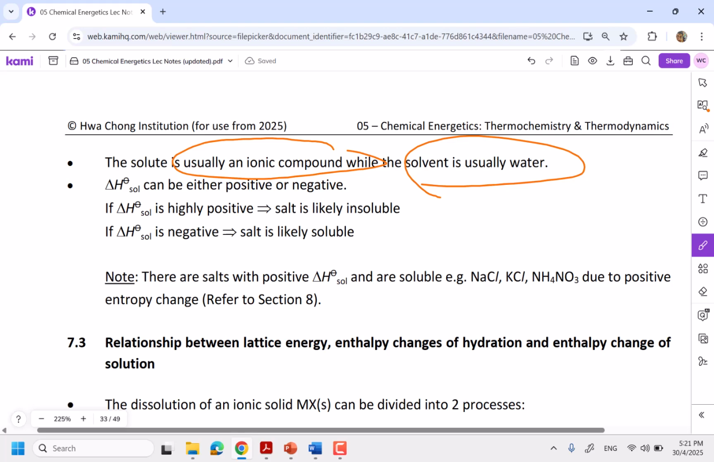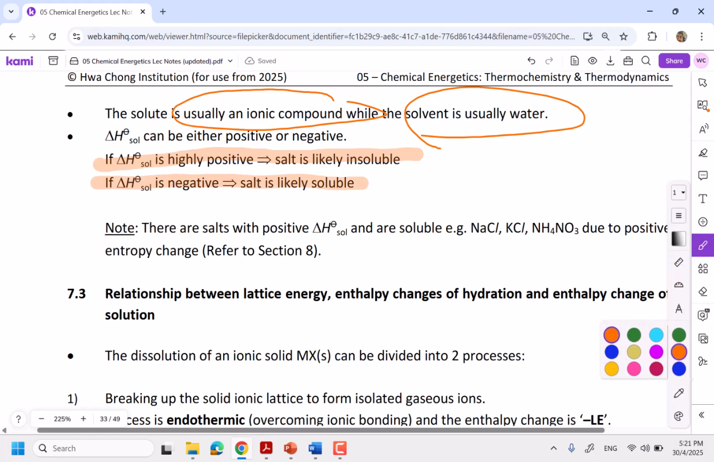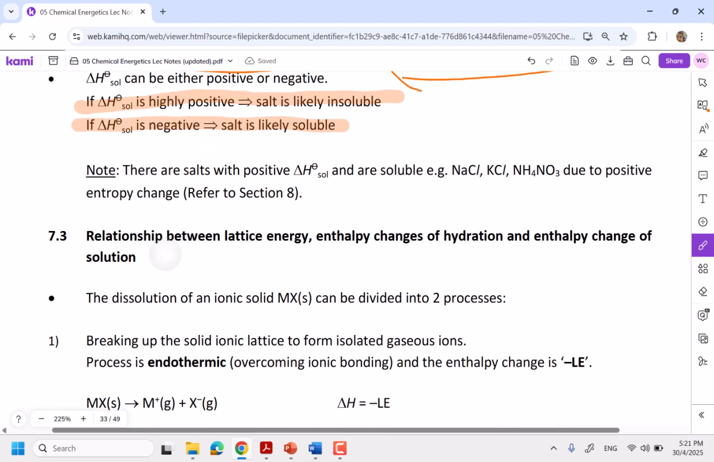Okay, this is a proxy. It's not a gospel truth. Take note of this. If it's highly positive, salt is likely to be insoluble. Negative, likely to be soluble. There are other aspects to look into. So not always true, so take it with a pinch of salt. Literally. So there are salts with positive enthalpy change of solution that are soluble. For example, potassium. Usually all the nitrates are very soluble. The reason is because there is another factor coming into play, and that is entropy change, which will be introduced in section 8.